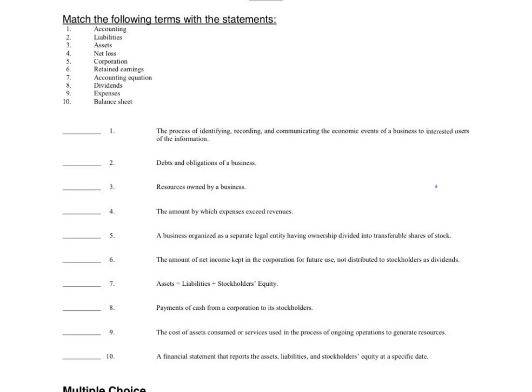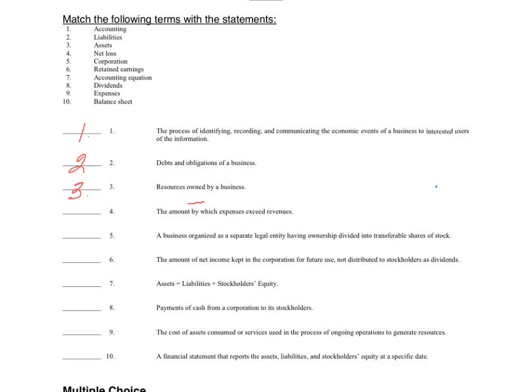Number one, the process of identifying, recording, and communicating economic events of a business to interested users of that information. Well, that's what the accounting profession's about. So that's number one. Two, what are debts and obligations of a business? That term we use is called liabilities. Liability is a debt. What are the resources owned by the business? Another word for resources is assets. Assets are things that the business owns.